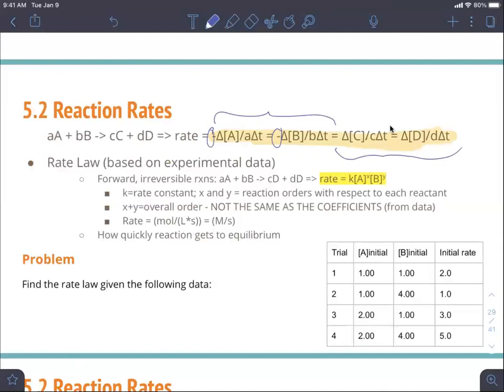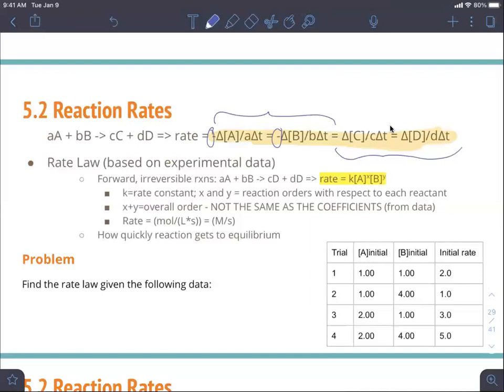So this is the rate law. It's just rate equals a rate constant times the concentration of reactant A to an exponent times the concentration of reactant B to an exponent. The exponents are the reaction orders with respect to each reactant. Reaction orders are important. We'll have more of a discussion on them within the next few slides. But to find the reaction rate, you would have to use experimental data.